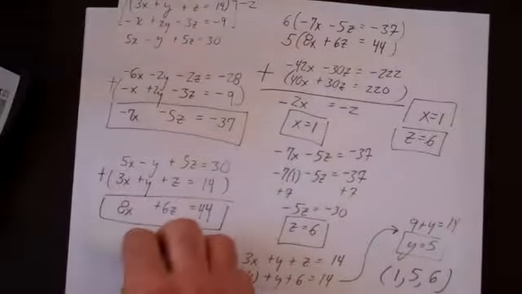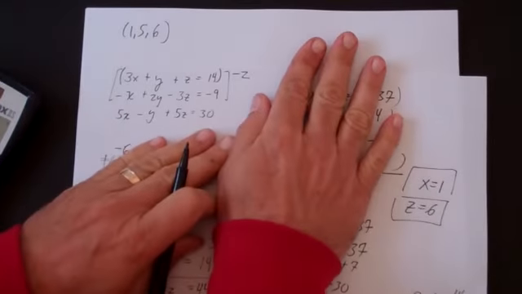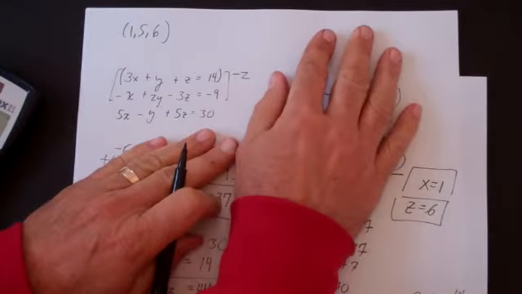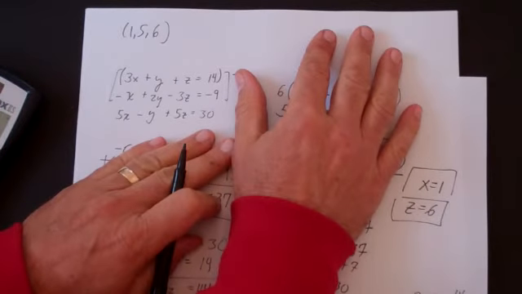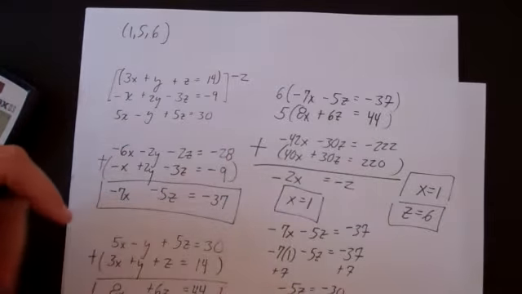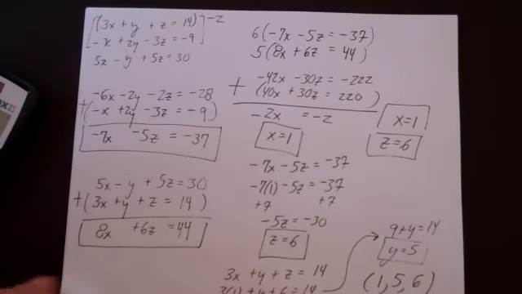So if you want to check your work, how do you check your work? You have 1, 5, and 6. You take the original problems here and you simply plug that into all three different equations. If it works for all the three different equations, then it's your answer. And that's how you solve a system of linear equations with three variables and three unknowns.